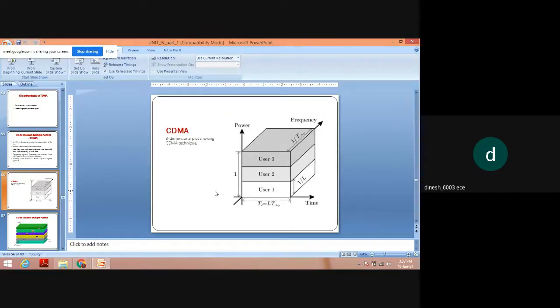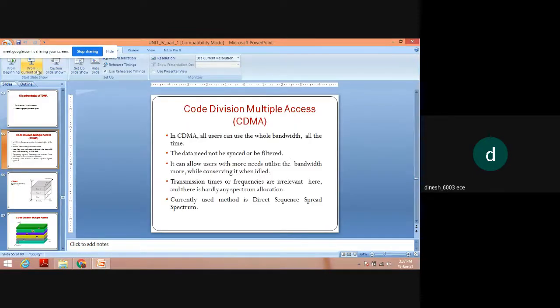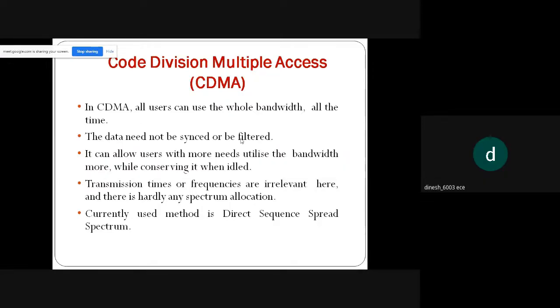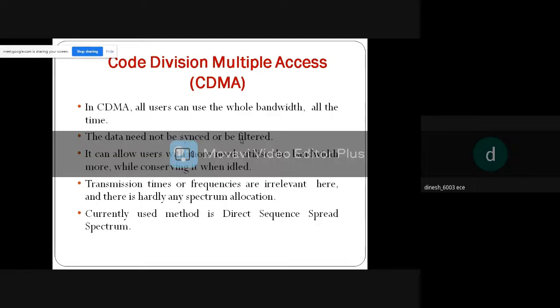Since there are no queries, I move on to the next topic called CDMA, Code Division Multiple Access, where all the users can use the whole bandwidth all the time. The data need not be synchronized or filtered. It can allow users with more needs to utilize the bandwidth more while others are idle. So the transmission times or frequencies are irrelevant here, and there is hardly any spectrum allocation.